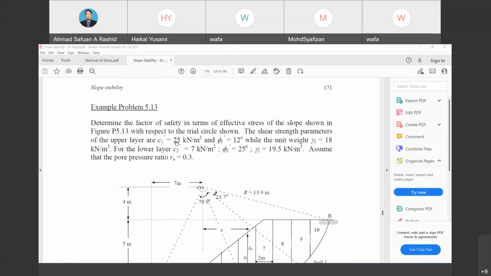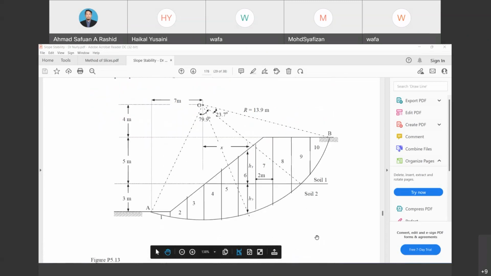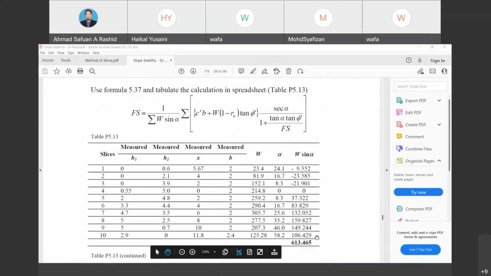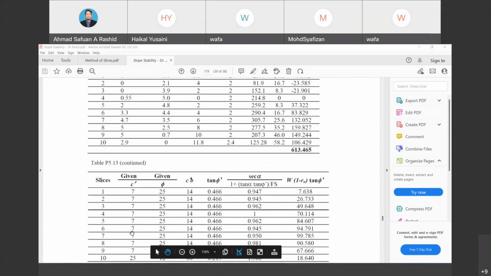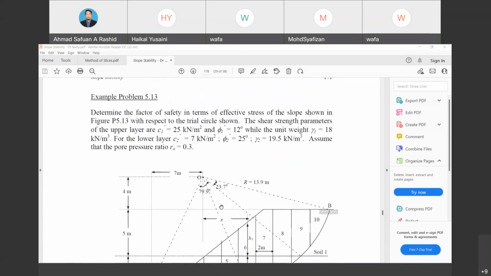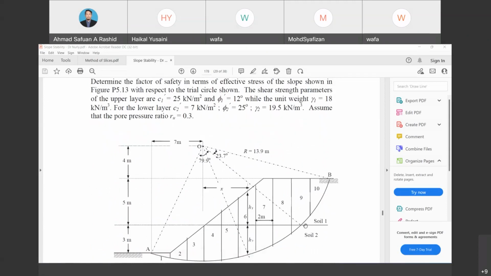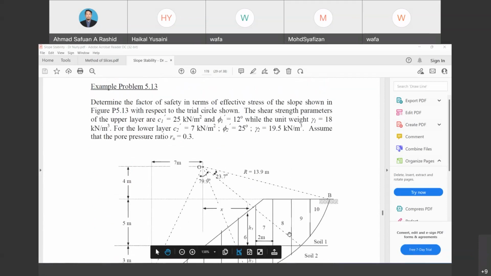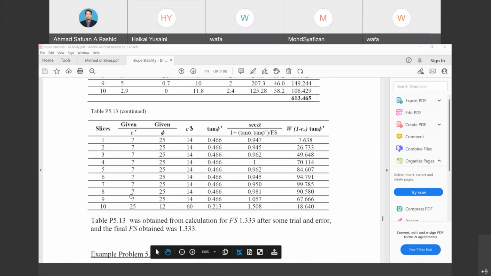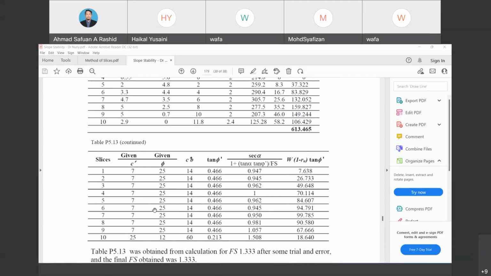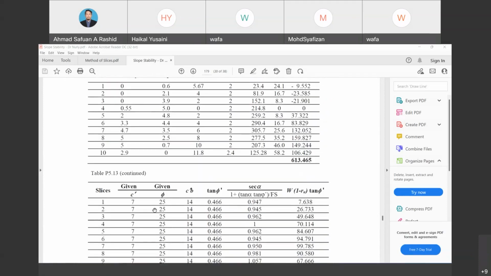Because for soil number 1, the C is equal to 25, while for soil number 2, the C is equal to 7. However, in Dr. Noli Gopal's calculation, the C for slice number 9 is equal to 7 only. It is supposed to use 25 and 7, not only rely on 7. And it looks like 25 is most dominant compared to 7. So that is another problem related to this example. This is a very big mistake here for slice number 9.